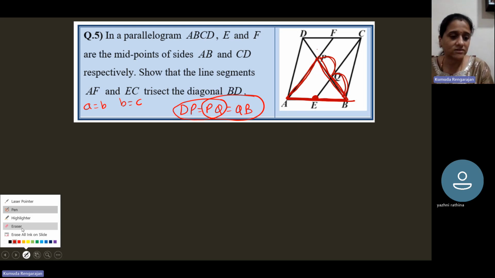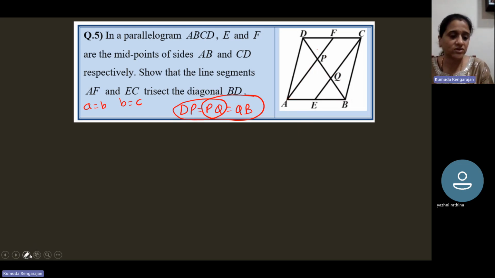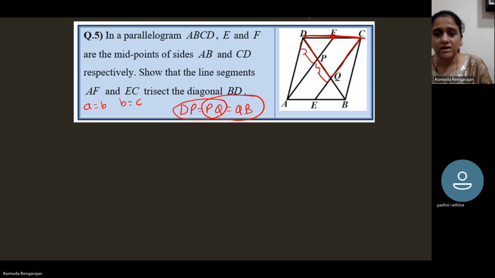Even in the first case, when we consider this triangle, why did we choose this triangle? Because we have DP and PQ. And I forgot to mention this, also because we have F, which is the midpoint of DC. So together we choose this triangle. We have F, which is the midpoint of CD, and also we have DP and PQ. So all put together, we choose this triangle DQC. Clear, Sachin?